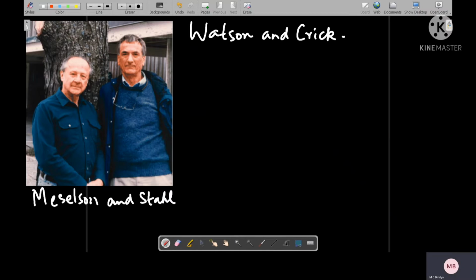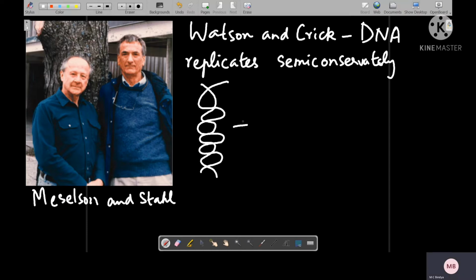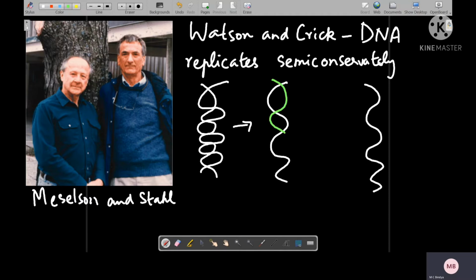Watson and Crick told that DNA replicates semi-conservatively. DNA replication is semi-conservative means in a DNA molecule, during the replication, the two parental strands will separate. That is, the two template strands will separate, and the new strand will be synthesized complementary to the parental strands.